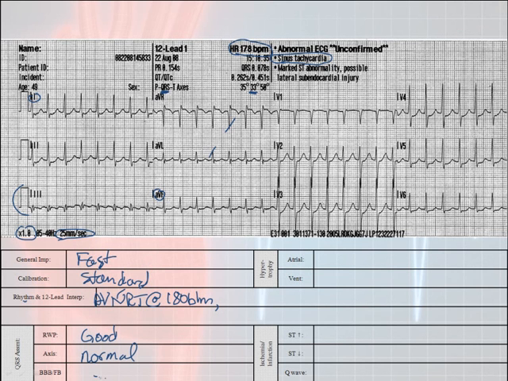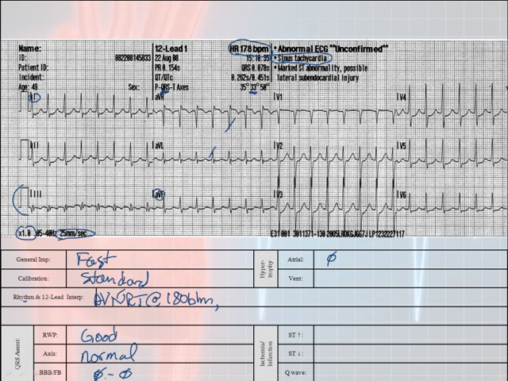Bundle branch or fascicular blocks? Well, the QRS is not wide, so I know there's no bundle branch blocks. How about fascicular blocks? There is a normal axis, so I cannot have a fascicular block. Can I determine atrial enlargement? No, there's no P waves, so I can't determine that. How about ventricular hypertrophies? I could determine that.